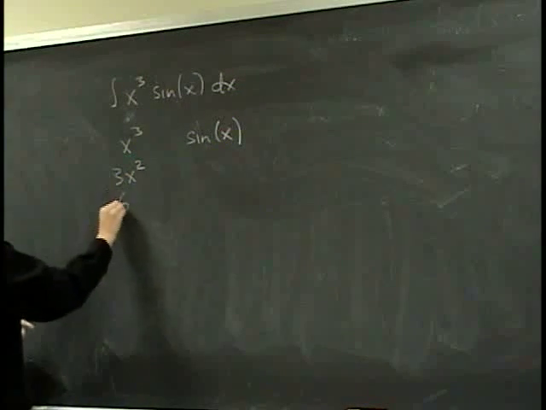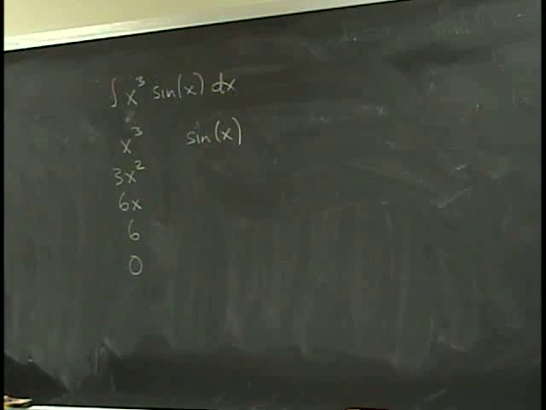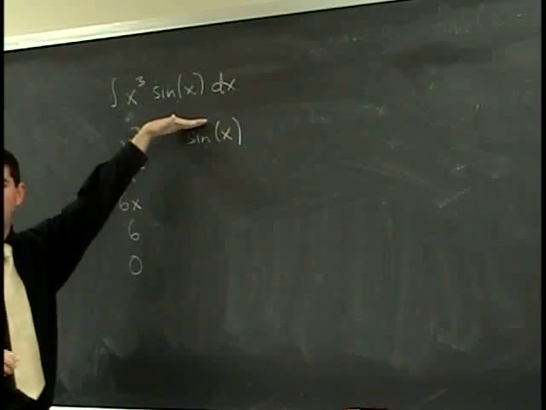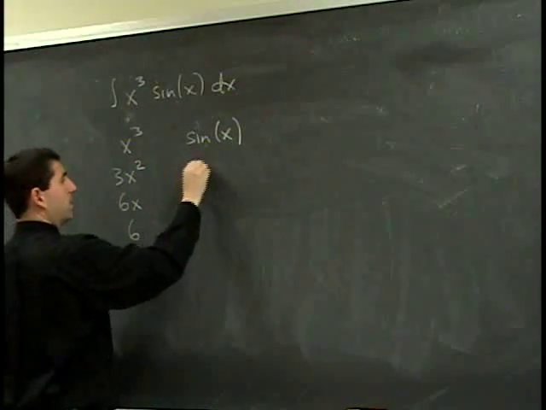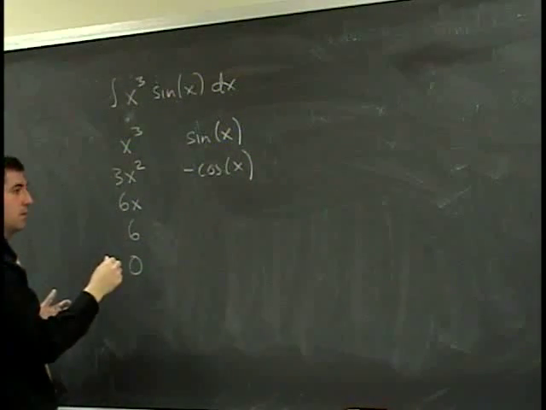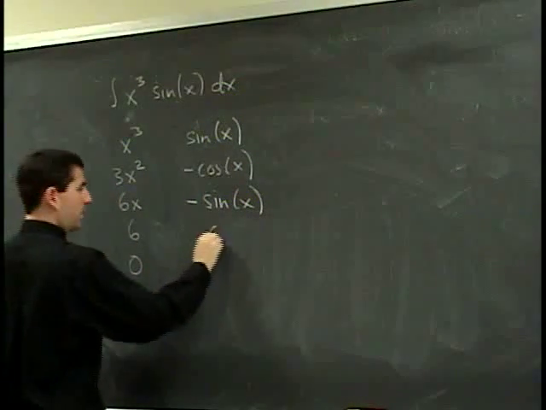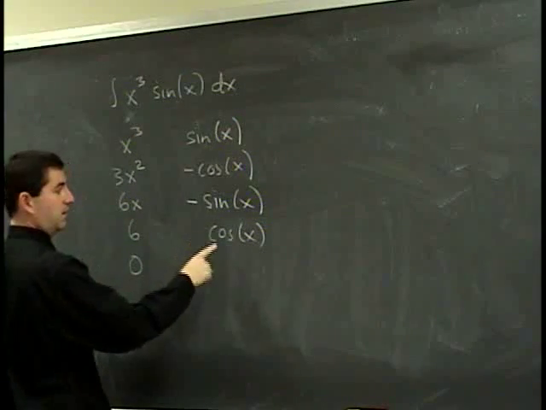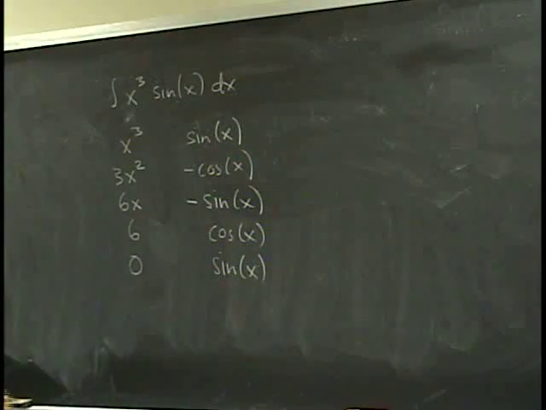So 3x squared, 6x, 6, 0. Okay. Now, for as many times as we took derivatives, we're going to take antiderivatives on the right. So the antiderivative of sine of x is negative cosine. And of negative cosine? Negative sine. And of negative sine, cosine. And of cosine, sine. Derivative of sine is cosine, right? Okay, so we did it for as many.